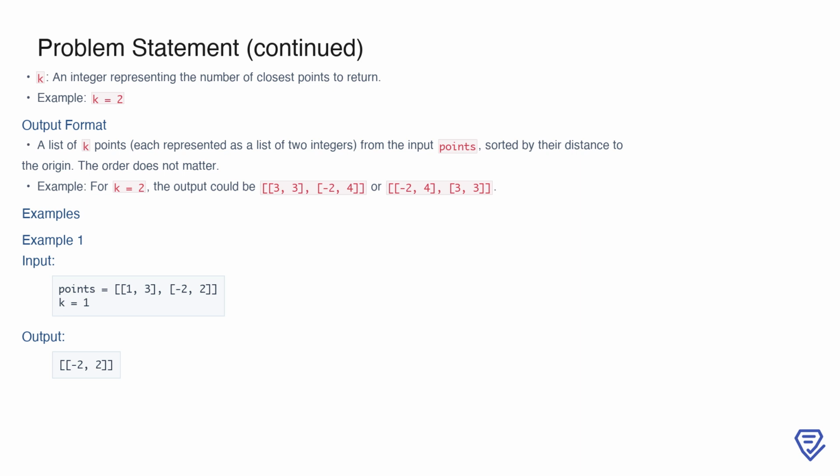These points should be the ones closest to the origin based on their Euclidean distance. However, the order in which the points appear in the output does not matter. For instance, with k equals 2, the output could be (3, 3), (-2, 4), or (-2, 4), (3, 3). Let's now look at some examples to illustrate this further.